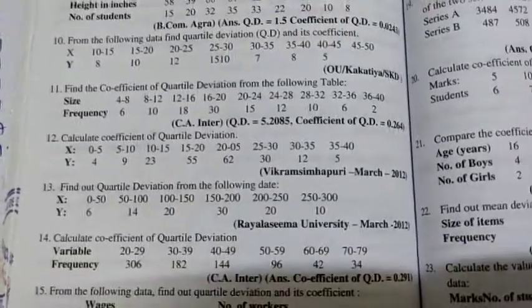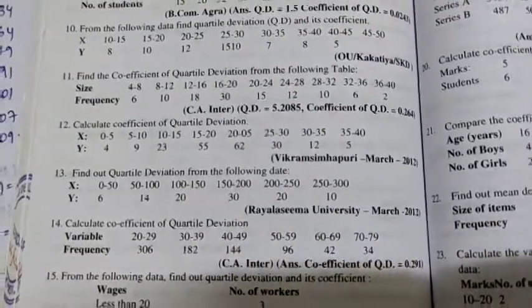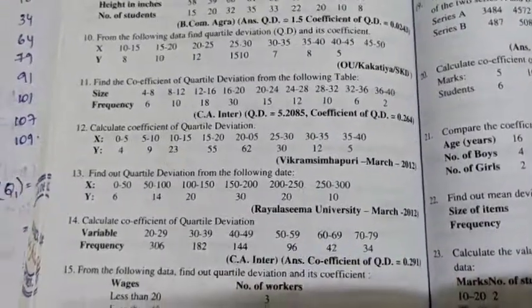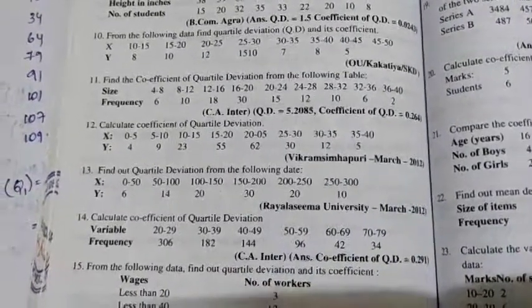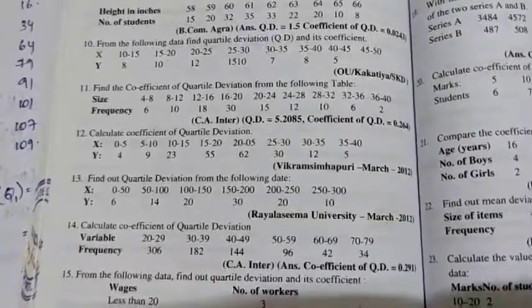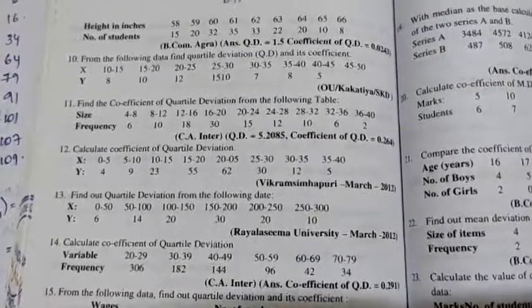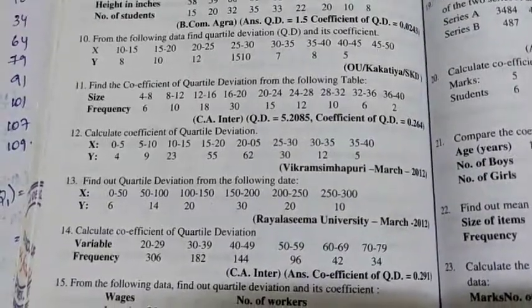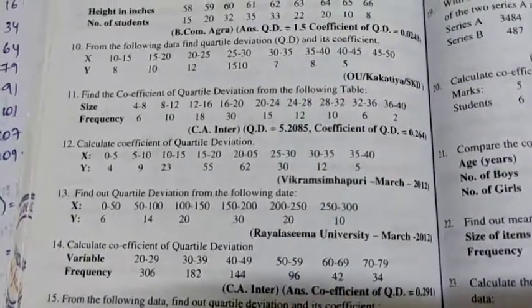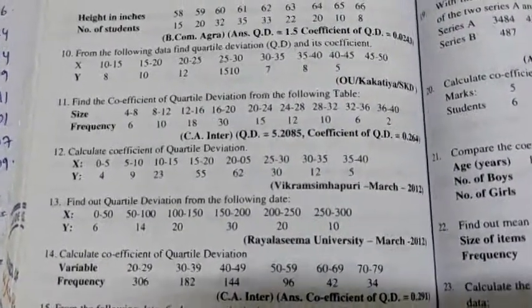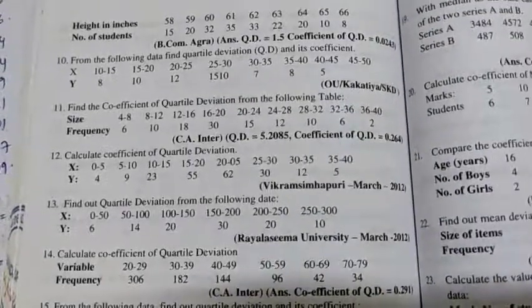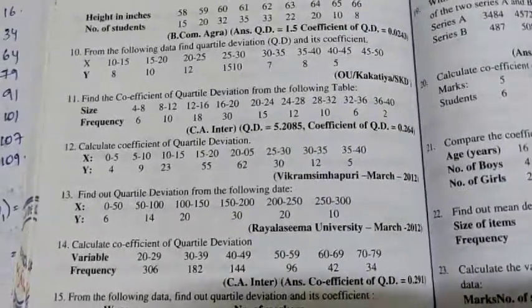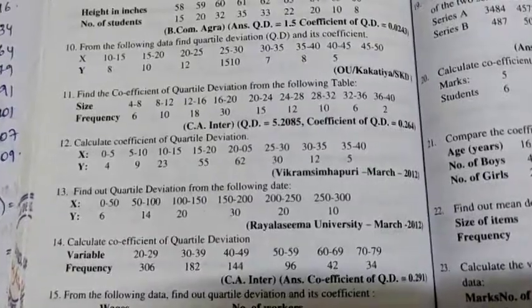Hi students. In the previous class we did quartile deviation for discrete series. Now we are under the measures of dispersion topic. Range we have completed; under range we saw individual, discrete and continuous. Under quartile deviation, individual series and discrete series are over. Today we are going to discuss the continuous series.